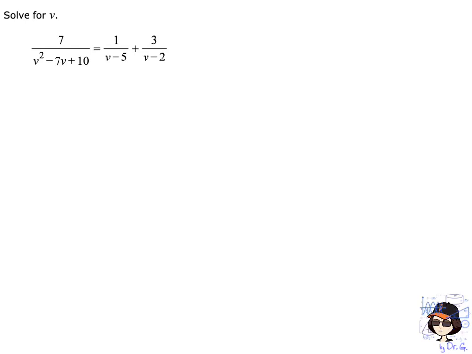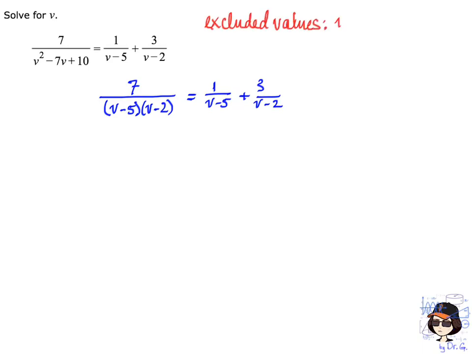So the first thing we need to do before we can find all our excluded values or the least common denominator is we have to factor that quadratic. And that thing factors as v minus 5 times v minus 2. And then I'll just rewrite the right side. And now we can tell by looking at it what our excluded values are going to be. The excluded values are just going to be the numbers 5 and 2. Those are the only two numbers that would make any of the denominators 0.